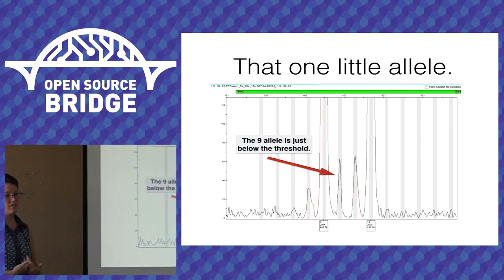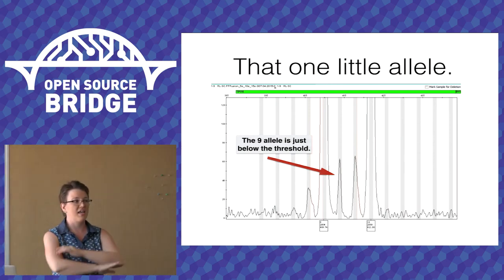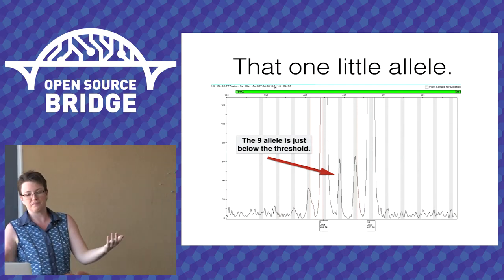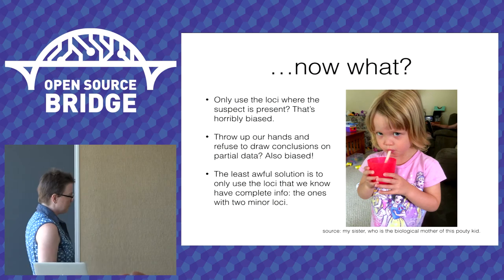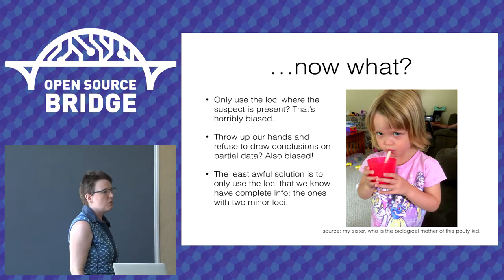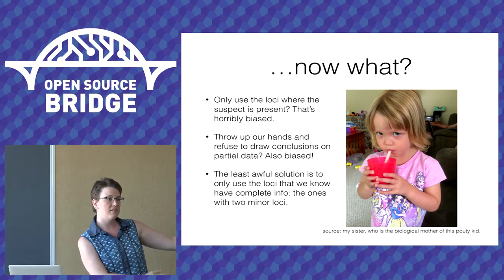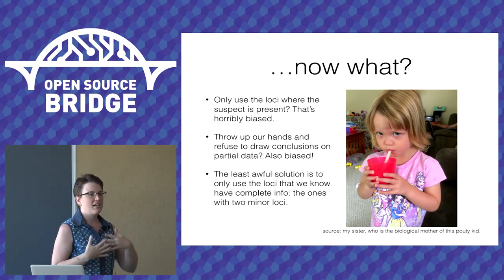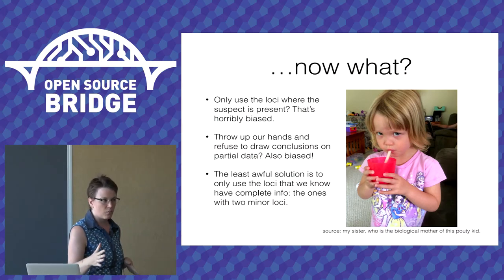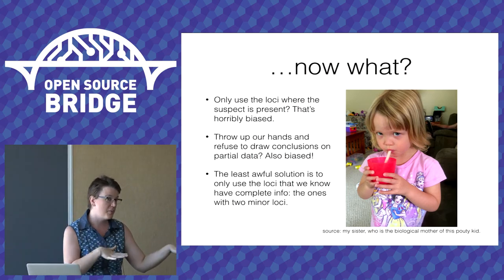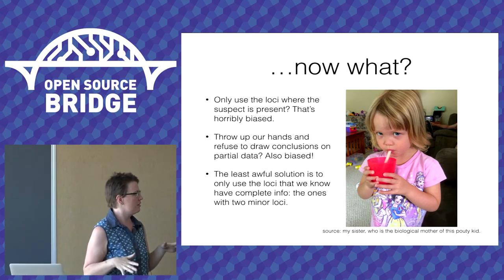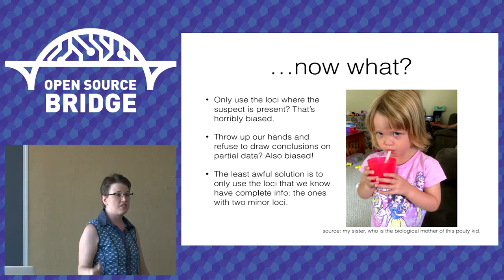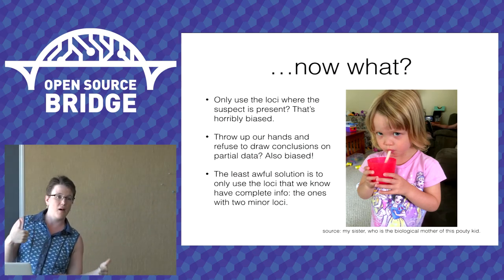What happens when this is evidence? 22 loci. It's a perfect match except for 1 bit. What do I do with that? I could say, well, the suspect is here, except for that 1 bit, so it's probably totally him, he's guilty. That's horrendously biased. I can't interpret the significance of the evidence based on whether or not suspects fit in or not. Different suspect, different evidence. Very bad. Or I could say, look, there's dropout. Can't do anything with it. I'm just gonna ignore this DNA profile and hope for a better profile next time.